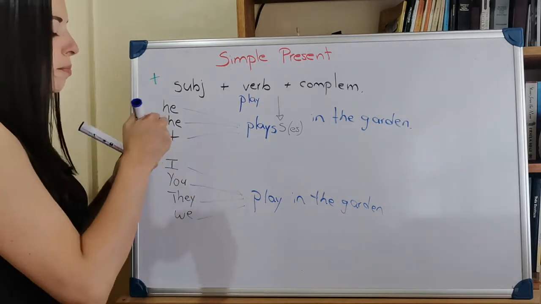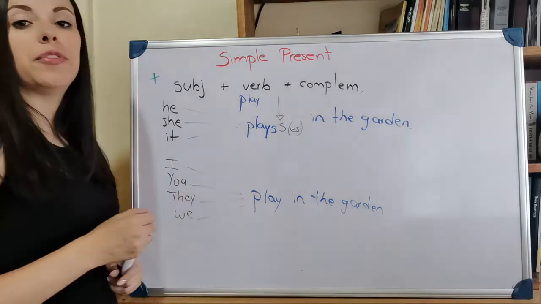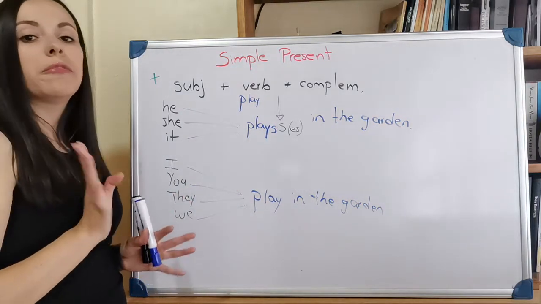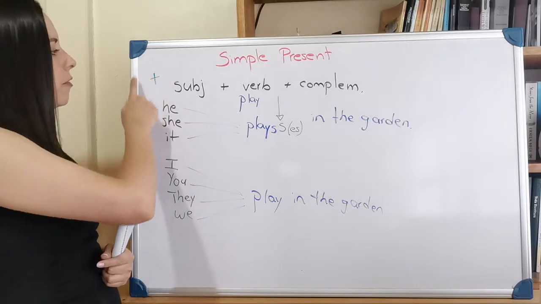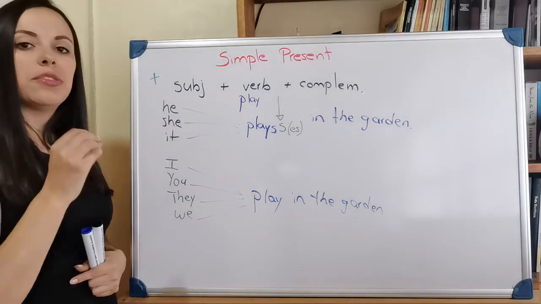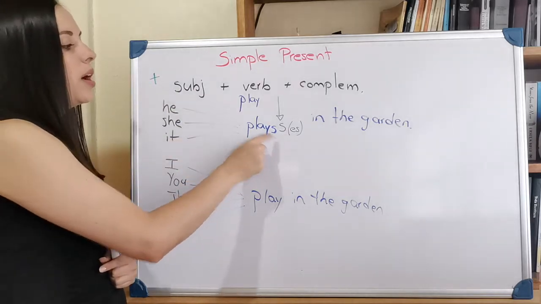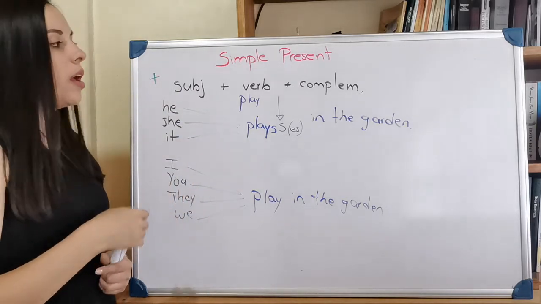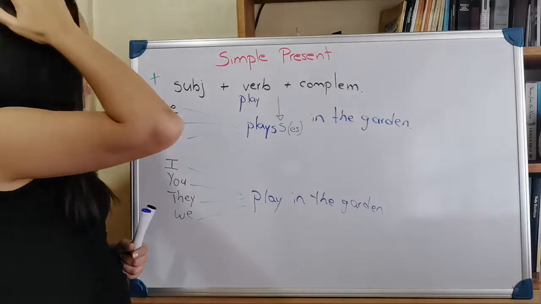Here, we use the same verb, but we add an S to that verb. So that's the only rule that you need to remember to write affirmative sentences in simple present. When the subject is he, she, or it, you need to add an S to the verb. When do we use ES?